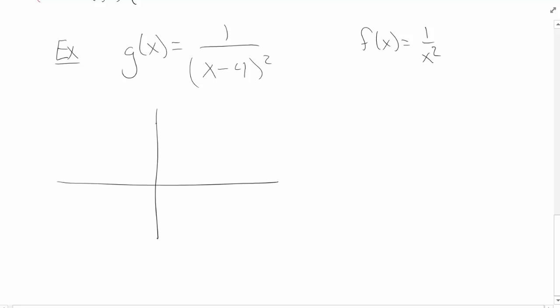How about we go with g of x is equal to 1 over (x minus 4) squared. Well, the toolkit function I know what looks like is f of x is equal to 1 over x squared. Give or take, that looks like this. It gets really close to the x-axis and the y-axis, but never touches it. This is f of x is equal to 1 over x squared. It has a vertical asymptote at x equals 0. It gets really close to it, but never, ever touches it.